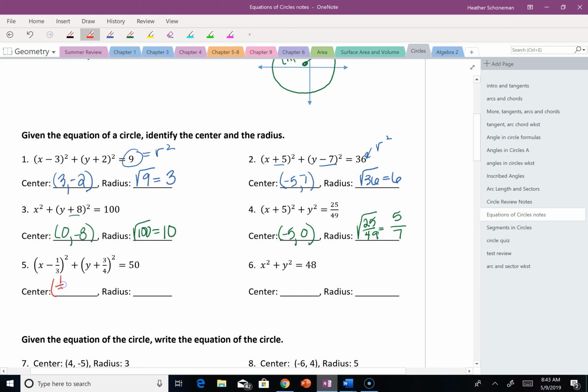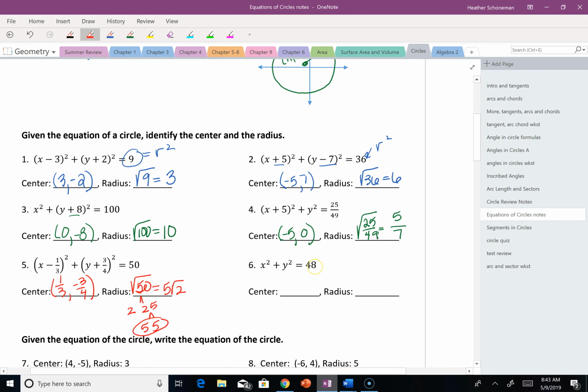Number 5, even though there's fractions, it's not any harder. The center is positive 1/3, negative 3/4. The radius is the square root of 50. That is not a perfect square, so you have to simplify the radical. So you get 5 square root 2.